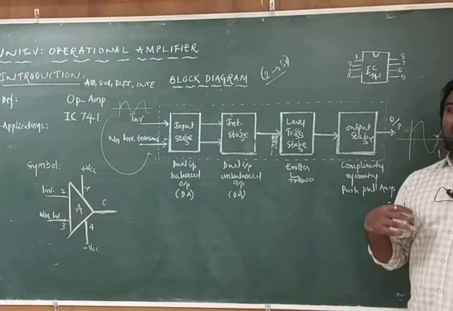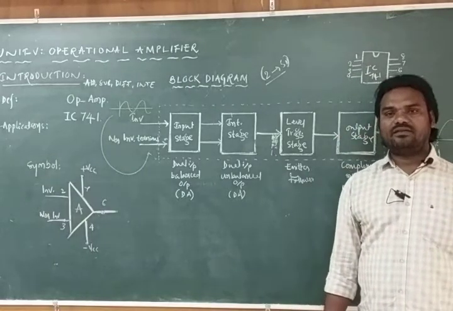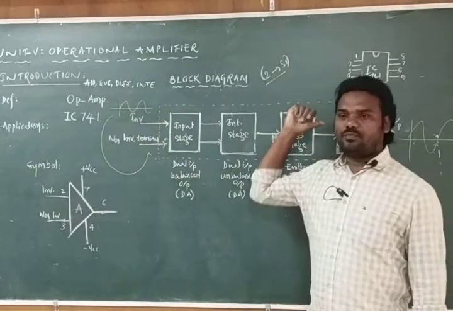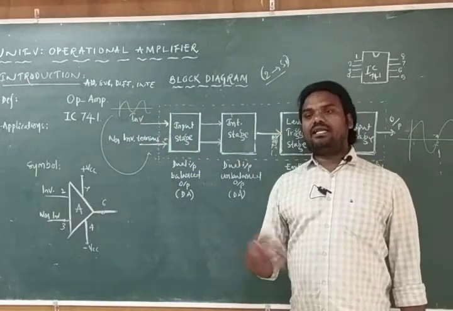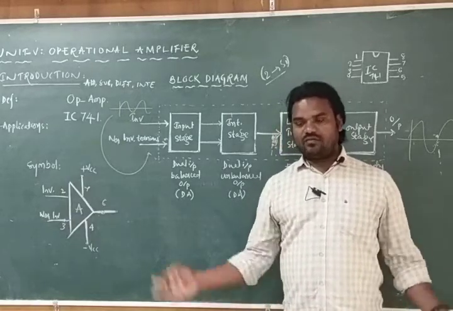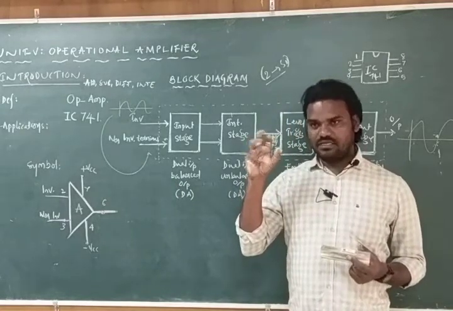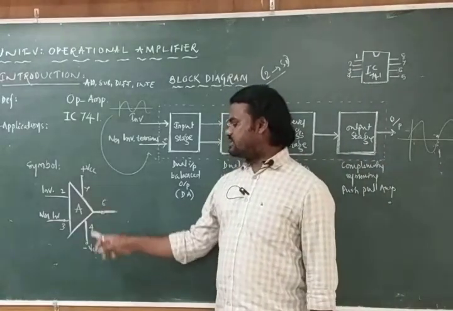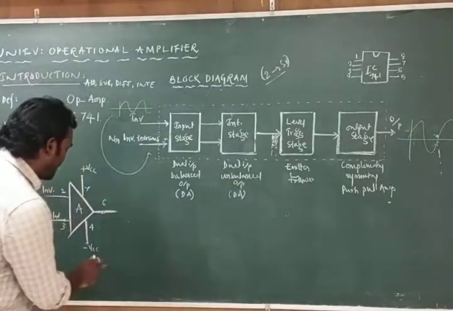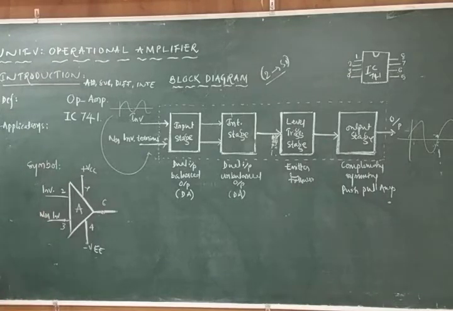To get operations or applications from the operational amplifier, we need to give the input at the input terminal so that we can expect the output. But to turn on that integrated circuit, we also need to provide some voltages. Those voltages are called VCC and VEE. This is the schematic symbol of the operational amplifier.